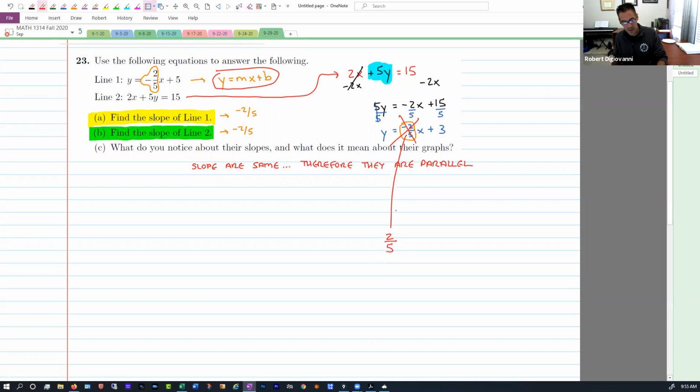Now, what if the slope, instead of being 2/5, was positive 5/2? Then you could say it's perpendicular, because if you take the first line, you change the sign to positive, and then you flip it, right? Flip it. You take the opposite, makes it 2/5, flip it, becomes 5/2. Then you could say they're perpendicular, all right?